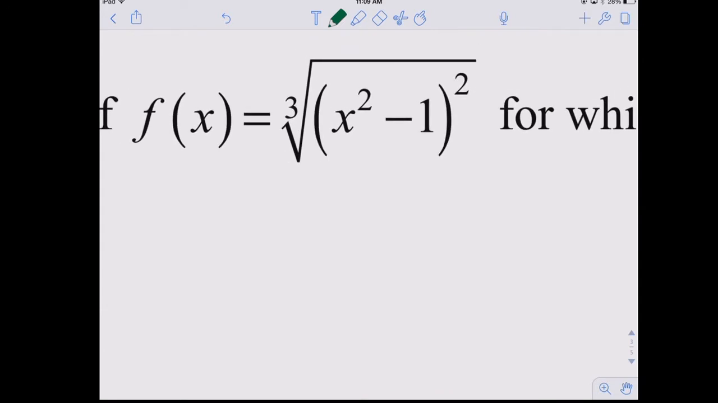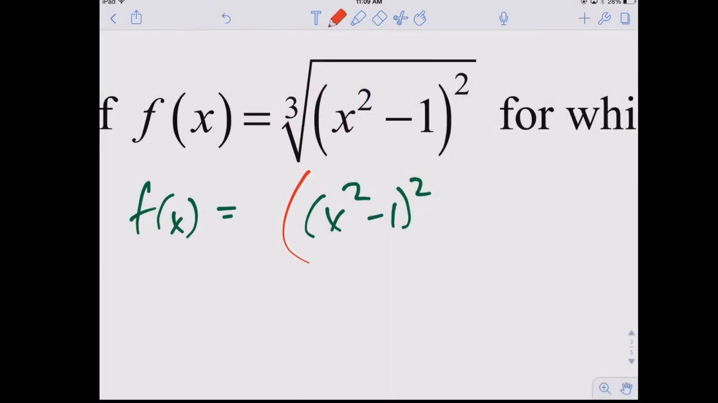What should we do first? Rewrite it. Yeah. So F of X equals, I have x squared minus 1 squared, and then all of that is to the what power? To the 1/3. If I leave it like that, how many layers do I have? I have probably one more layer than I need, right? I have 3 layers there because I have blob to the 1/3, blob squared, and then the blob.